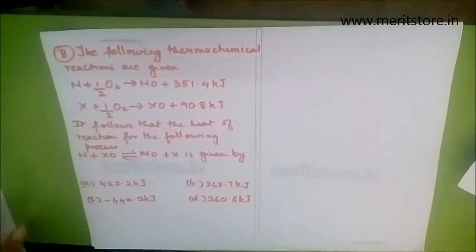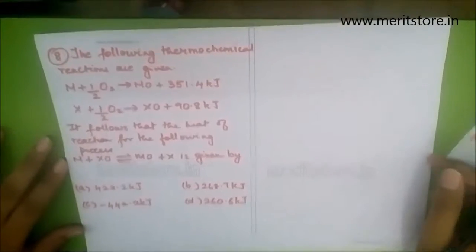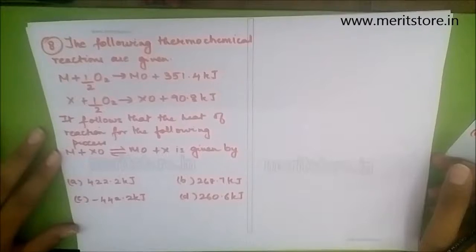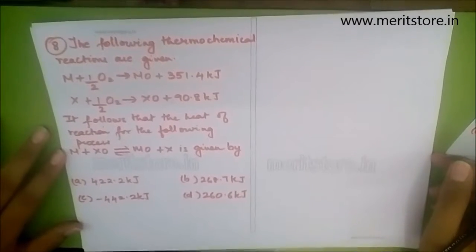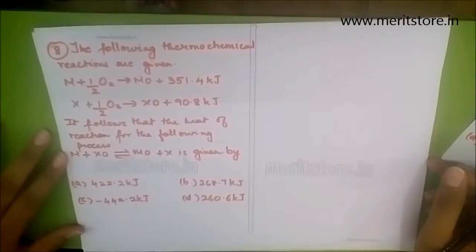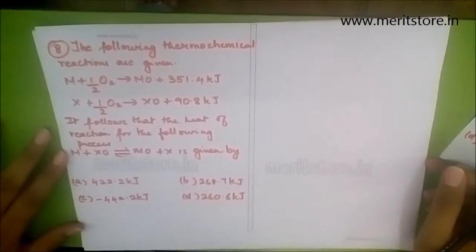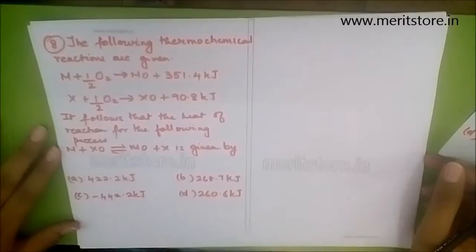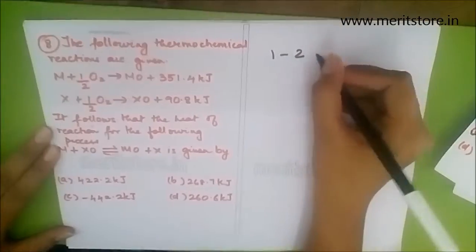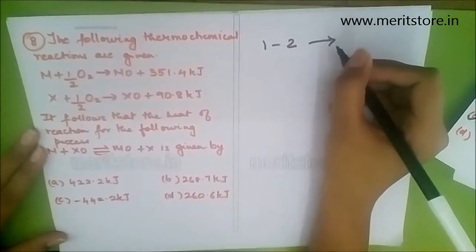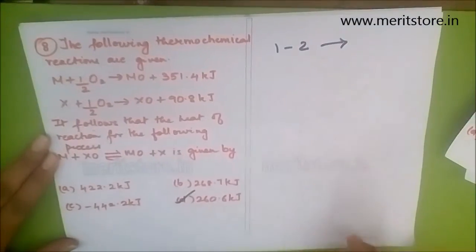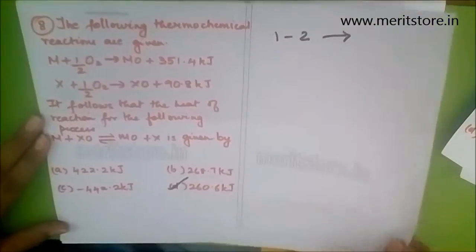The following thermochemical reactions are given below. It follows that the heat of reaction for the following process is given by option A 422.2 kilojoules, option B 268.7 kilojoules, option C minus 442.2 kilojoules, option D 260.6 kilojoules. Now here equation 1 minus 2 will give us the heat of reaction, and the correct option over here is D, that is 260.6 kilojoules.